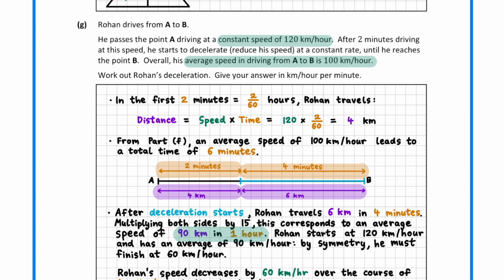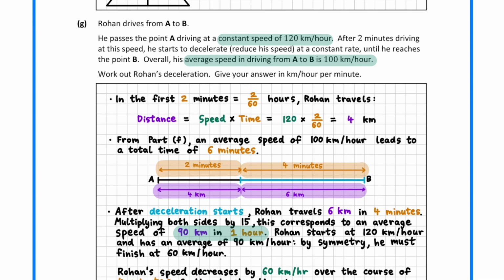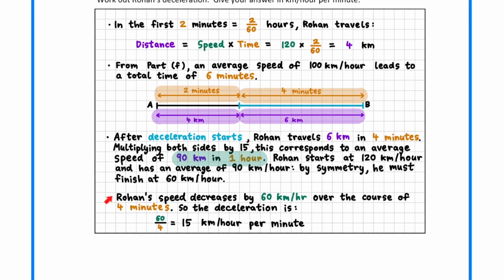He starts at a speed of 120 kilometers per hour, so to end up with an average of 90, he must finish with a speed of 60 kilometers per hour. In other words, his speed decreases by 60 kilometers per hour over a 4-minute period. This corresponds to a deceleration of 15 kilometers per hour per minute.